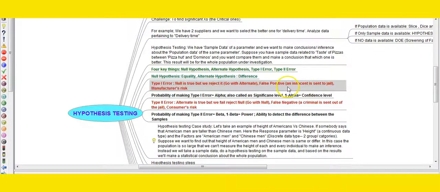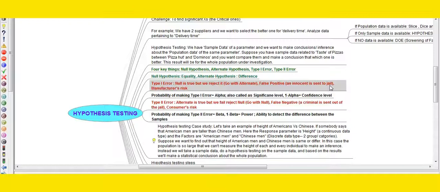Why are we saying here that an innocent is sent to jail? Because normally in any police case we assume that the person is innocent. He only goes to jail when we assume that he is guilty. That means we are going with the alternate hypothesis. That means we are treating him as guilty. That means an innocent person is sent to jail. That means we have rejected the null hypothesis. We are rejecting that he is an innocent person and we are going with the alternate.